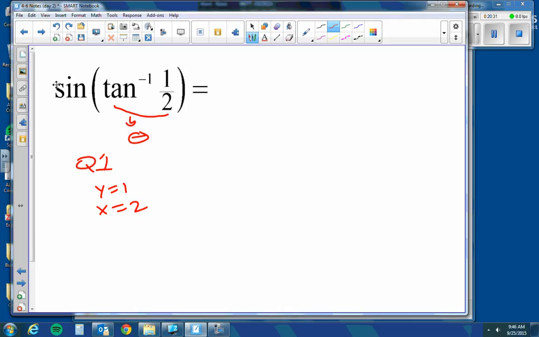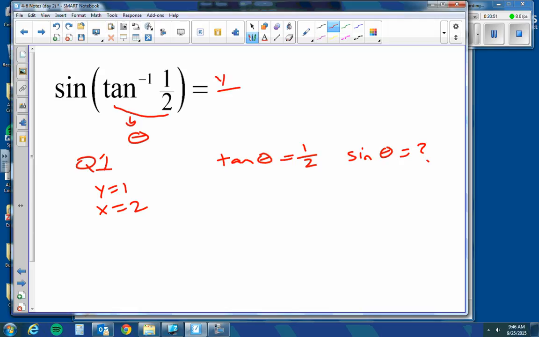We're trying to find sine of that same angle. We're given tangent of some angle is 1/2. We're given that the angle is in quadrant 1, and they're now asking what is sine of that angle. That's the question they're asking basically. We've done it before. It just looks totally different now.